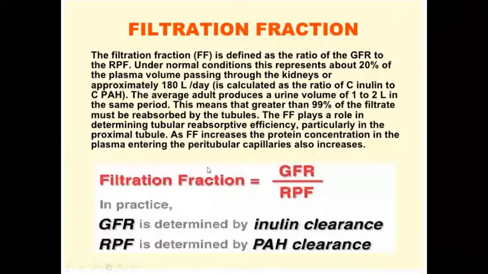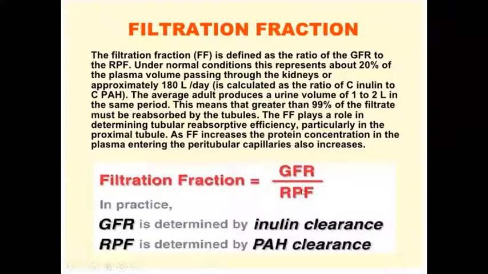Okay. So now the filtration fraction, we said the formula is glomerular filtration rate divided by the renal plasma flow. So what can you use to estimate the glomerular filtration rate? We said inulin. So inulin clearance will give you the glomerular filtration rate, or if you want, you can use creatinine clearance, but inulin clearance is more accurate as compared to creatinine clearance.